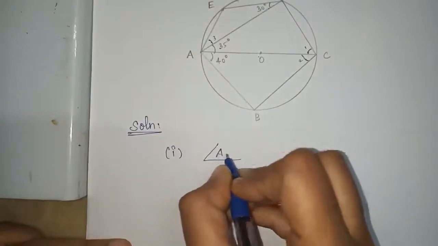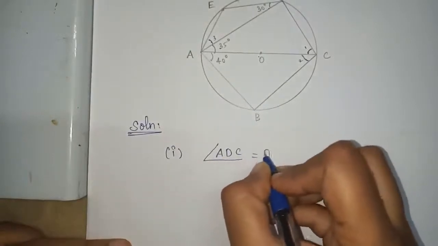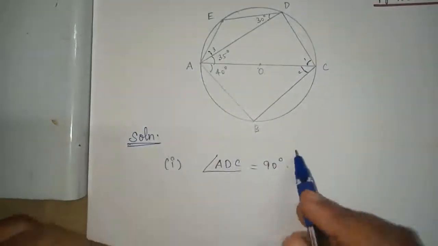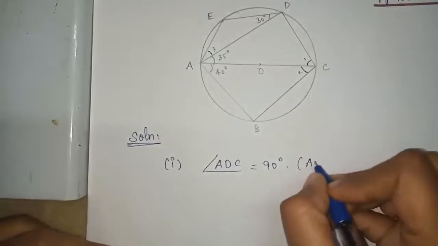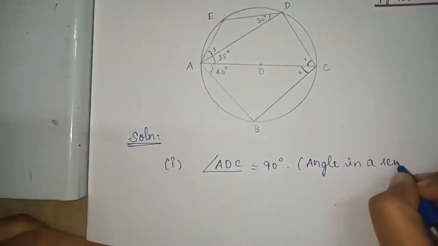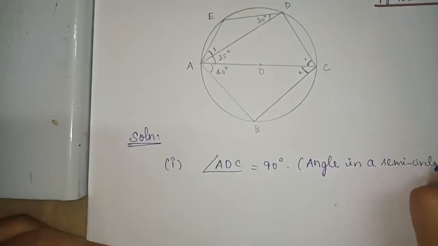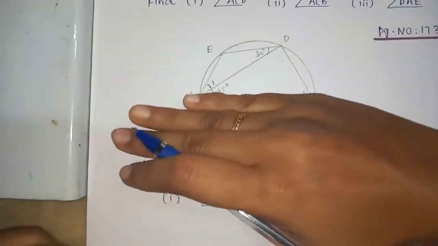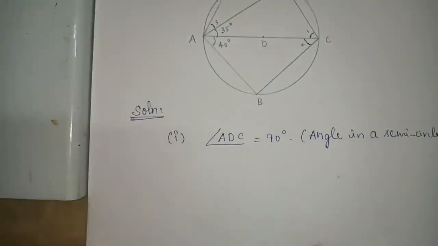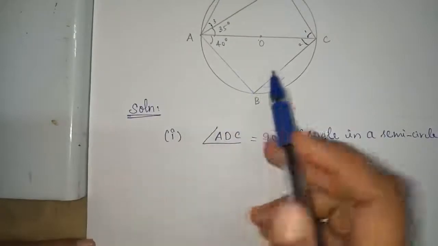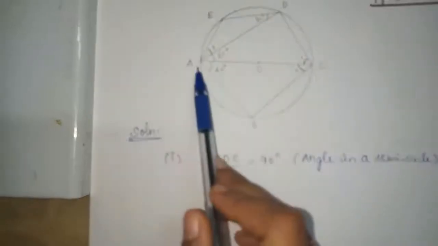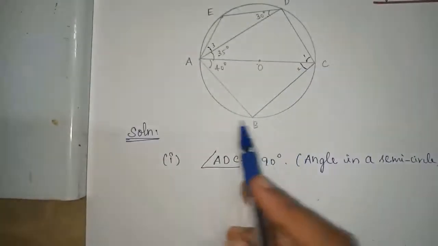We know angle ADC is equal to 90 degrees, because it is an angle in a semicircle. Semicircle means you know the meaning: if we see this as a half, you get the semicircle. So the angle in the semicircle is 90 degrees. Then next, ADC is a triangle.